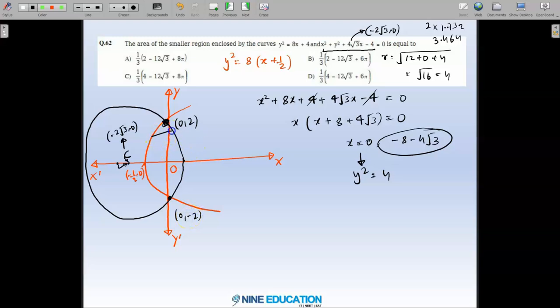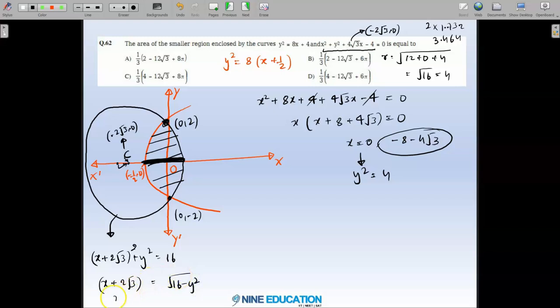And the smaller region is this one only. So this shaded portion we need to find out. We can find out the area just above the x-axis, and then we can multiply with 2. For the area calculation, let's also write down the circle equation in a central form. It will be (x plus 2 root 3) whole square plus y square is equal to, the radius was 4, so it is 16. So I can say x plus 2 root 3 is equal to root of 16 minus y square, and then x is equal to root over 16 minus y square minus 2 root 3.